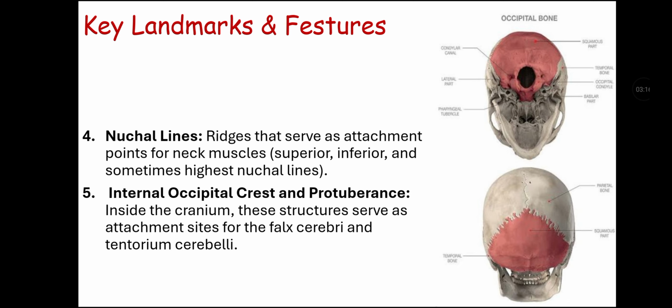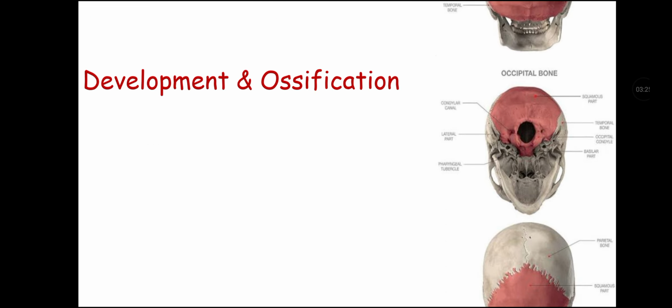Next is internal occipital crest and protuberance, that is inside the cranium. These structures serve as attachment sites for falx cerebri and tentorium cerebelli.